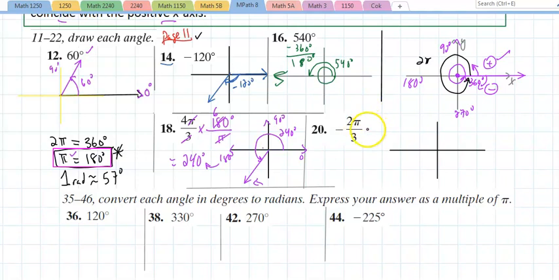Negative 2 pi over 3. If you don't know where that is, you could sketch it. If not, you could convert it to degrees. Pi's cancel out. It's negative. 3 divides 180 6 times. Horrible with math. 2 times 60, 120 degrees, and we just did that.